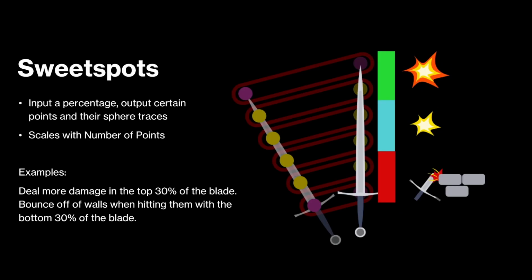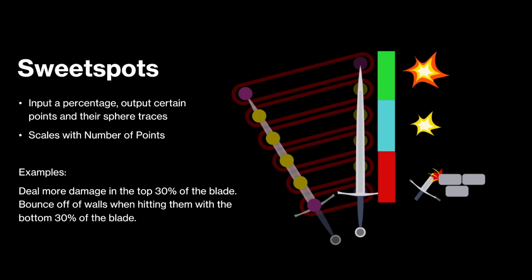So, sweet spots, what I mean by this is you input a percentage and you output certain points and their sphere traces. So you can see in the graph on the right, the green part is basically the sweet spot. You will deal more damage in the top 30% of the blade. And in the middle, you can see the blue part is just a regular attack, basically. And in the bottom bit, the red part, is the bottom 30% of the blade, which will bounce off of a wall, which is definitely a very fun mechanic that every game should have. And these are just some of the examples of the things you could do with this sweet spot thing.